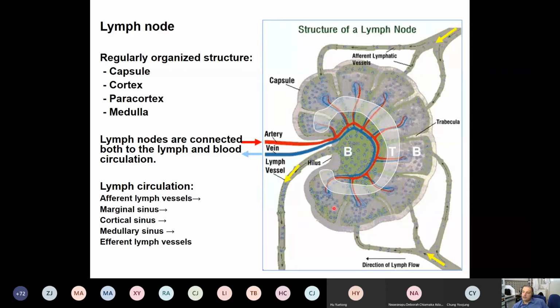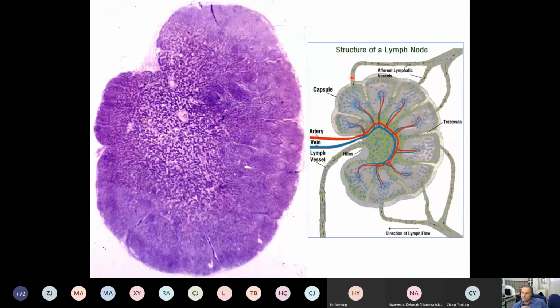This functions as a kind of filter which will trap the bacteria, the viruses, the tumor cells, whatever comes eventually with the lymph fluid, which has to be attacked or trapped by the immune system, and therefore the structure. How does that look in a low power magnification?